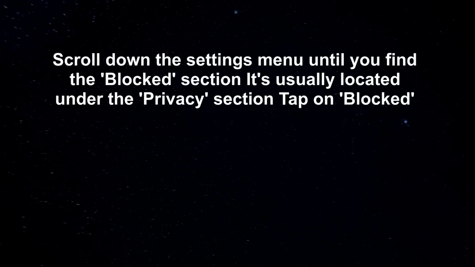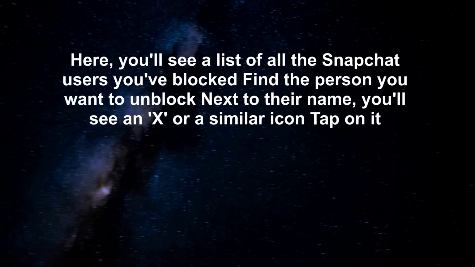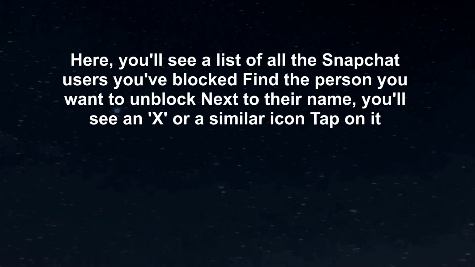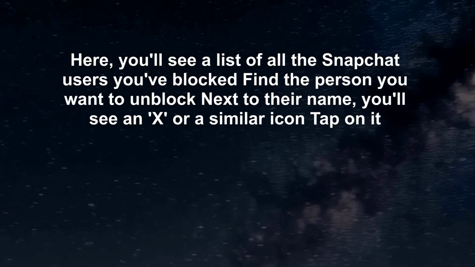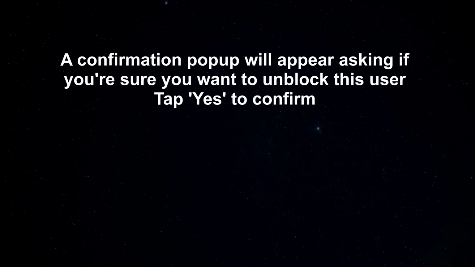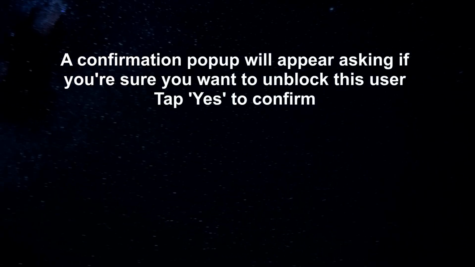Tap on Blocked. Here, you'll see a list of all the Snapchat users you've blocked. Find the person you want to unblock. Next to their name, you'll see an X or a similar icon. Tap on it. A confirmation pop-up will appear asking if you're sure you want to unblock this user. Tap Yes to confirm. That's it.